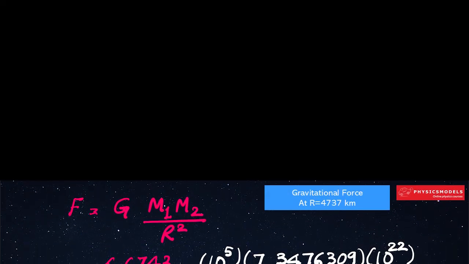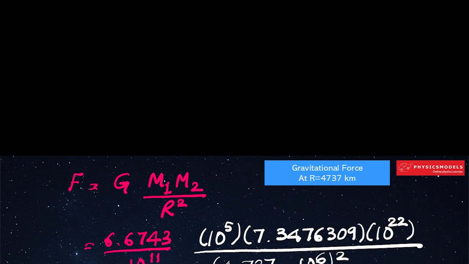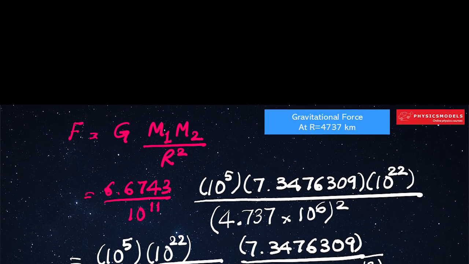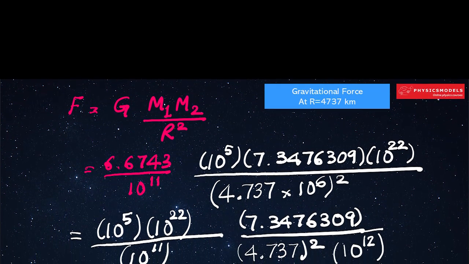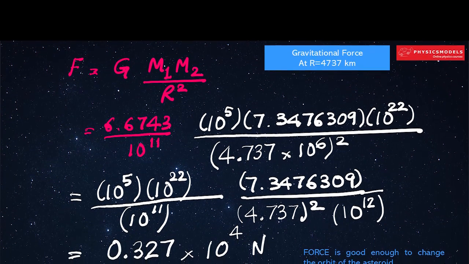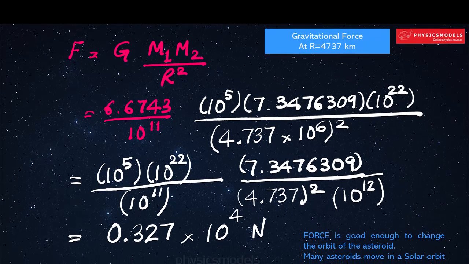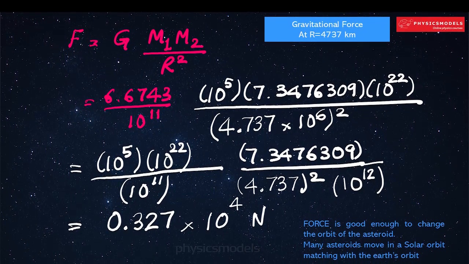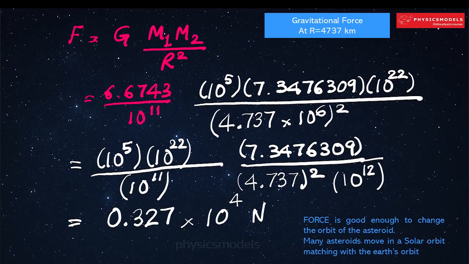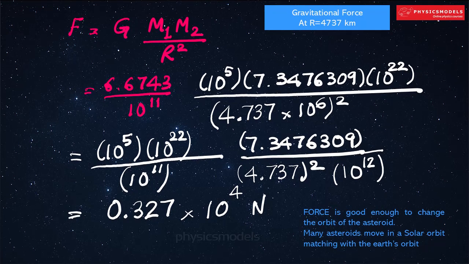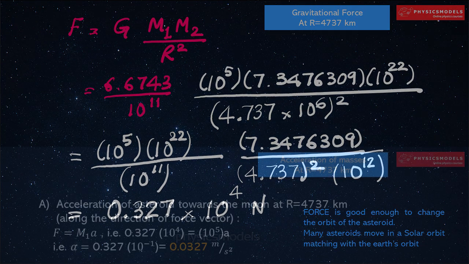We do the calculation, take all the 10 to the power terms on one side and the other terms on the other side, and we get a value of the gravitational force F is equal to 0.327 into 10 to the power 4 Newton. It's not a very big force, but since there is no atmosphere around the moon and just a vacuum, this is enough to cause a change in the asteroid's trajectory.